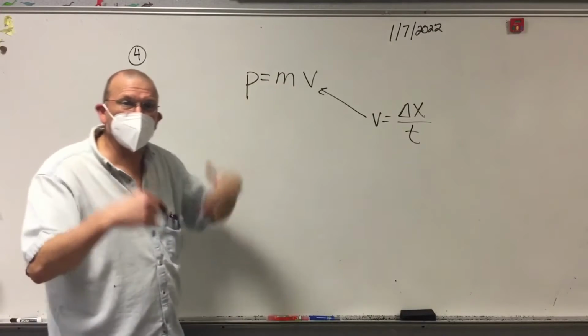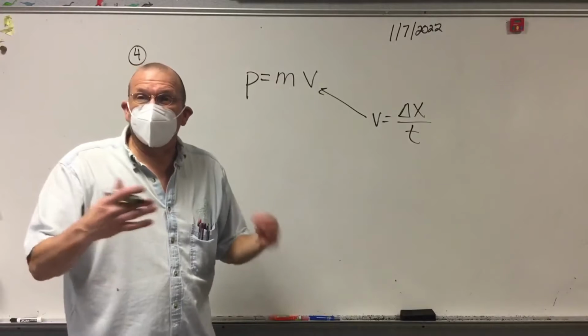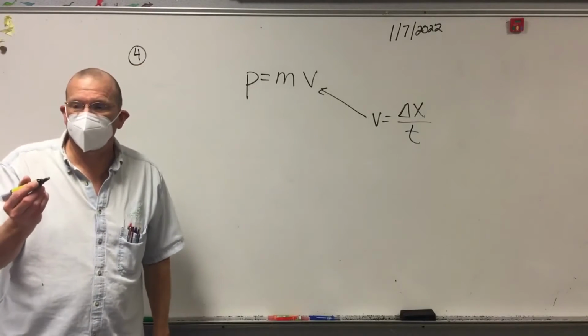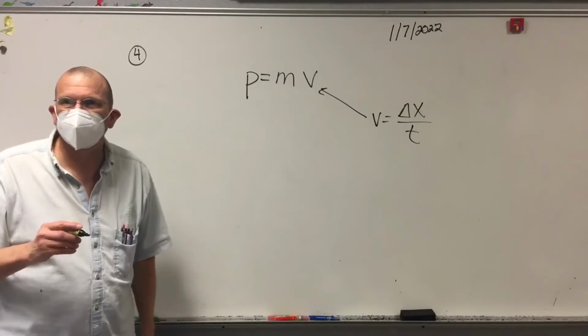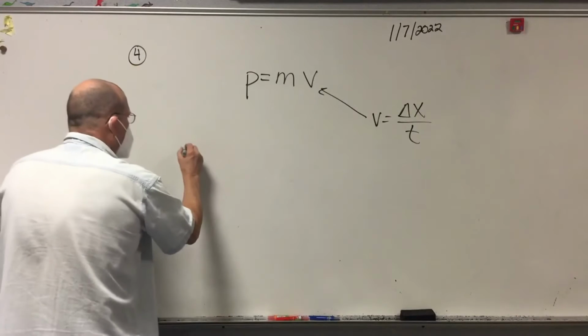So now, going through the problem, somebody identify a variable for me that was given. And I'll write it up here. Okay, Alexis? T. Okay, what was our P?